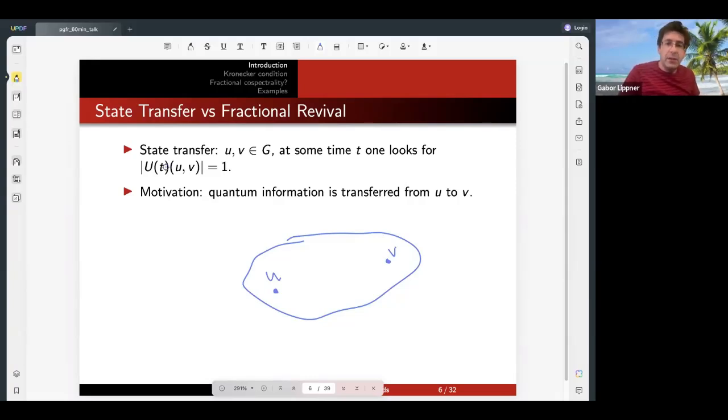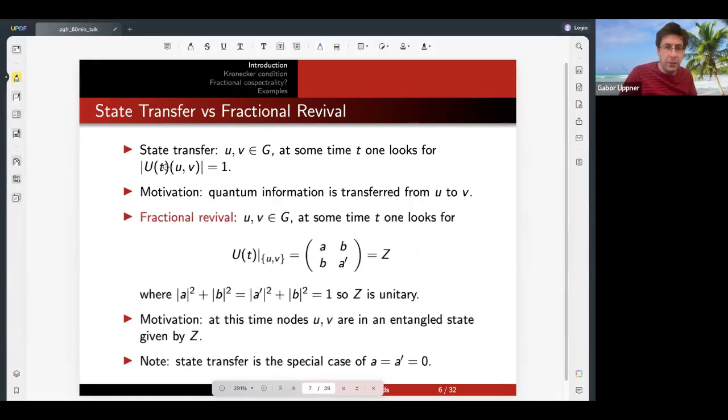And indeed, there is this state transfer. And okay, so the question was how to design graphs that have this state transfer property, and it turns out to be quite a challenge. So what is fractional revival compared to state transfer? Fractional revival is a similar, though slightly more permissible thing.